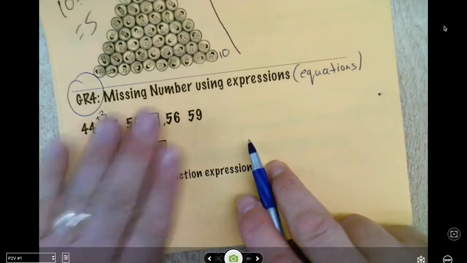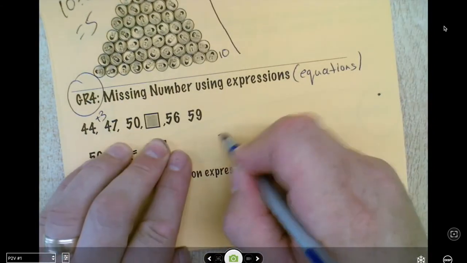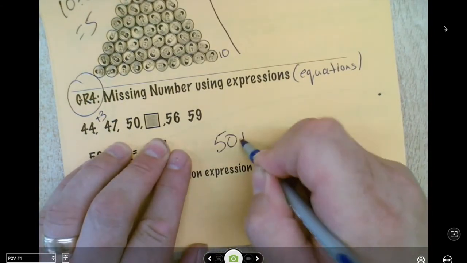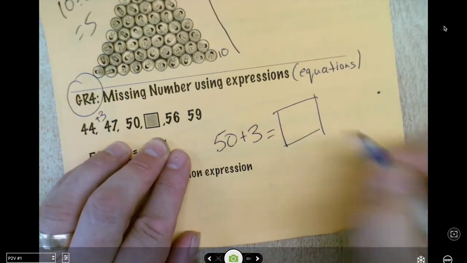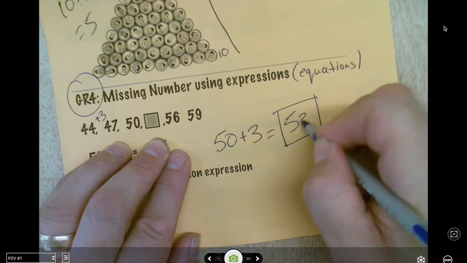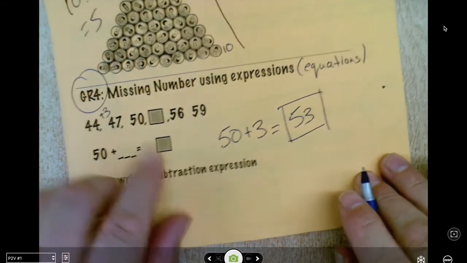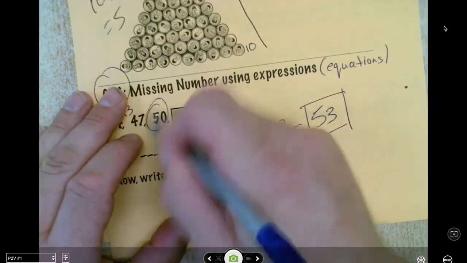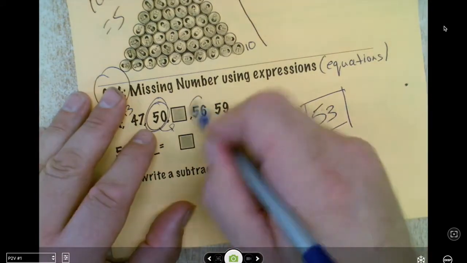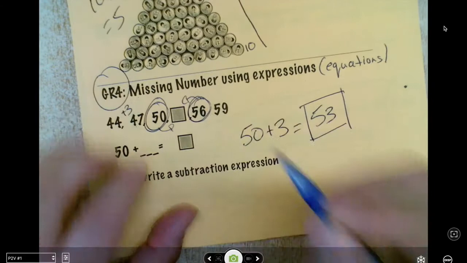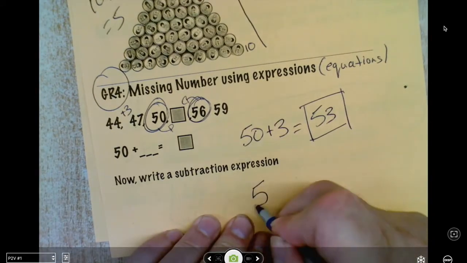If you don't mind, I'm going to write it all out over here. I'm at 50. I know I'm adding by 3, and so that will give me the number that's in the box, and that gives me a number of 53. You can also do a subtraction equation. For an adding equation, you go before the box, but for a subtraction equation, you go after the box. So for after the box, it's 56.